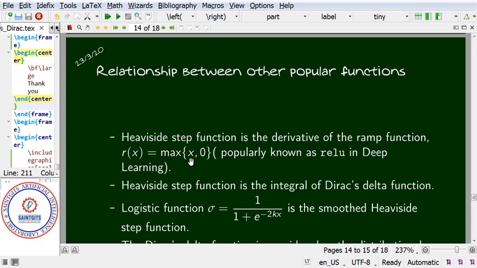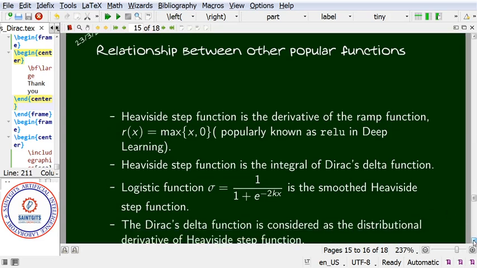The second important property is Heaviside step function is the integral of Dirac delta function. That is an important connection. That means Heaviside step function can be calculated using the integral of this Dirac delta function. So this is a calculus relationship between Heaviside and Dirac functions.